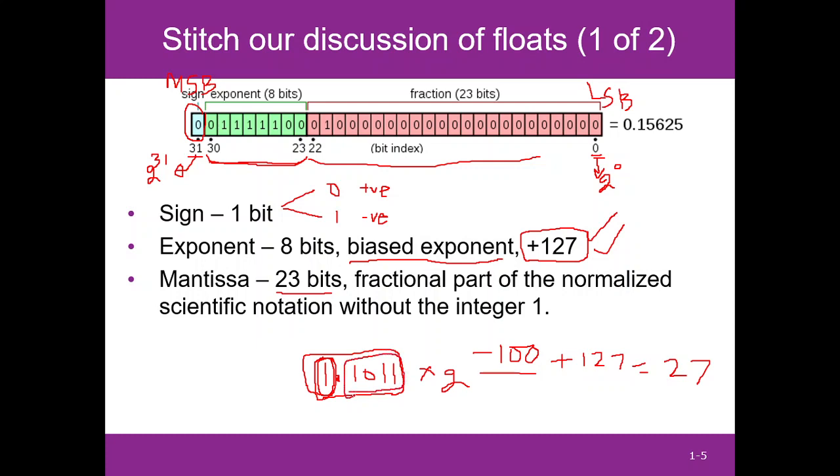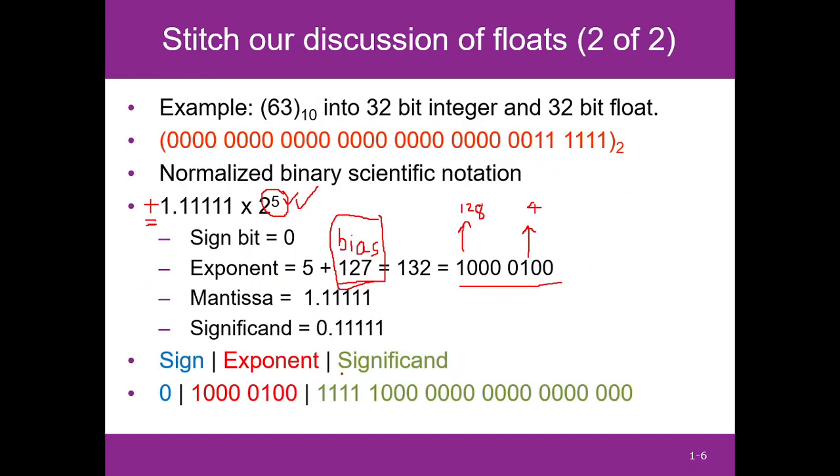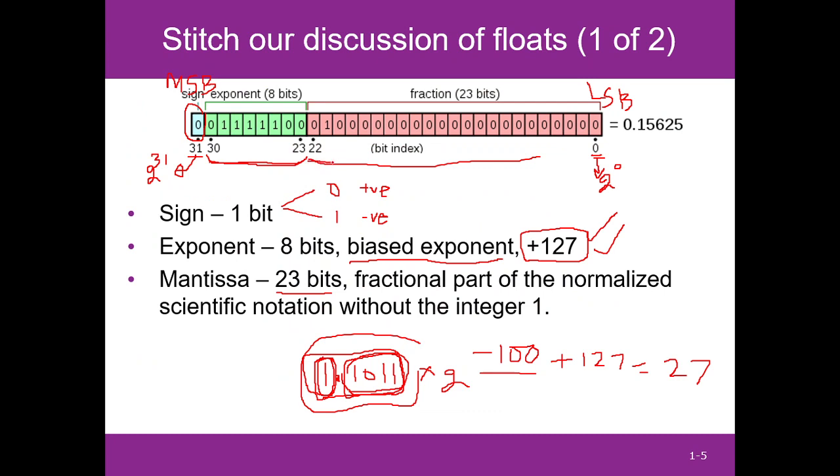Okay? And this part is called the significand. This whole part is called the mantissa, and this part, which comes after the decimal point, is called the significand. So we just need to store the significand. These 23 bits are reserved for storing the significand. This is the fractional part, which can be up to 23 bits. This translates into around 7 to 8 digits after the decimal point in the equivalent decimal number.